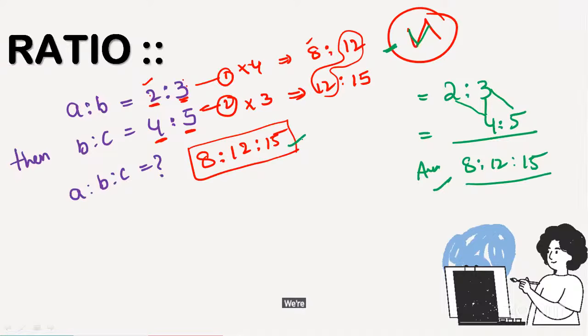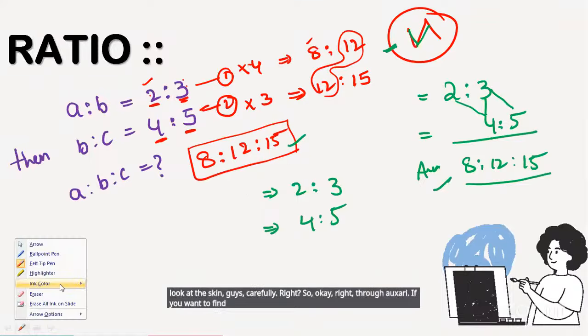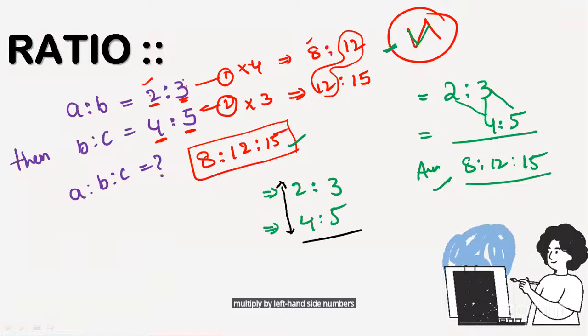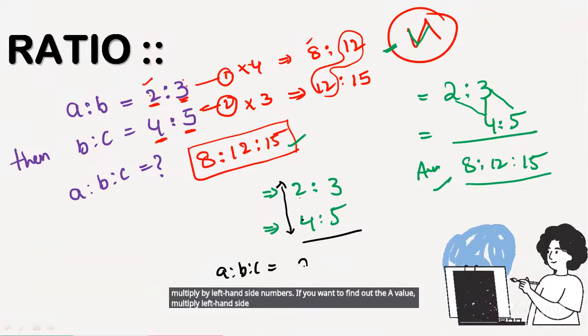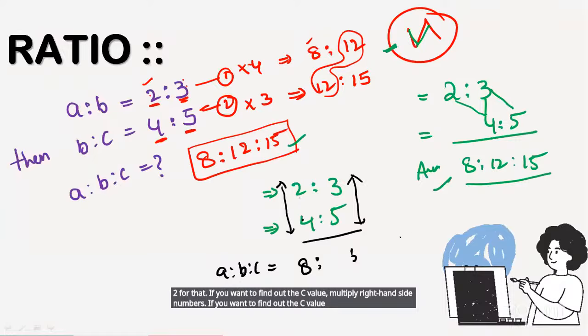This is how we can solve it. If you want to solve a problem within a fraction of a second, look at the screen carefully. If you want to find the A value, multiply the left hand side numbers: 2 4s are 8. If you want to find the C value, multiply the right hand side numbers: 3 5s are 15.